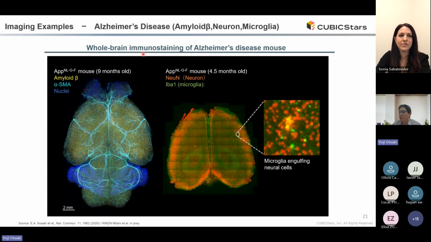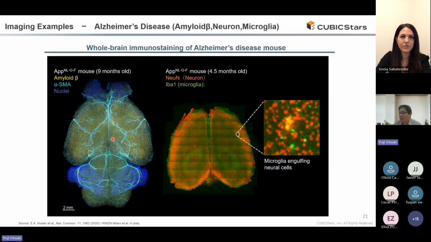In the first slide, we can see the whole brain immunostaining and the imaging analysis results of amyloid beta expressing brains. So of course, in this field, the analysis of the distribution of such A beta deposit or tau deposit is so important. And our techniques enabled the complete homogeneous staining of amyloid beta, as well as some structural markers like vessels, the smooth muscle actin. And then this data can be used for the subsequent quantitative analysis.